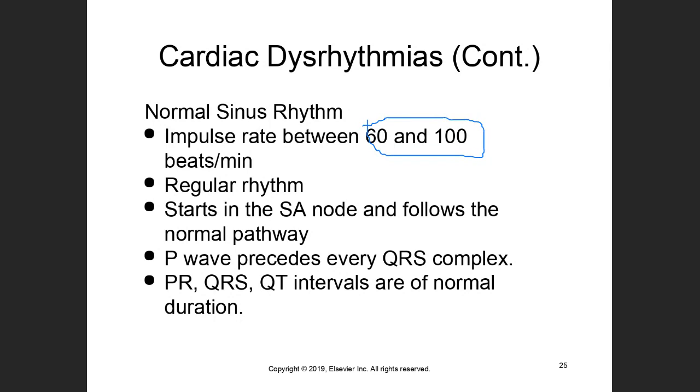Regular rhythm, starting at the SA node. Okay, that's the main pacemaker. Always starting at the SA node. Then go to the AV node. Then go to the bundle of His and Purkinje fiber. Okay, P waves precede every QRS. That's extremely important because if you don't have P waves, most of the time you have atrial fibrillation. Okay, that's one of the main characteristics of atrial fibrillation. Then we have PR, QRS, QT intervals. Remember the EKG is P wave, QRS complex, and T wave. Okay.